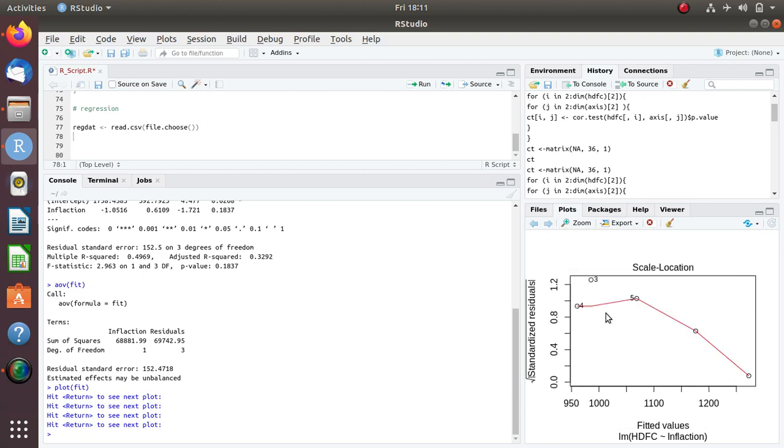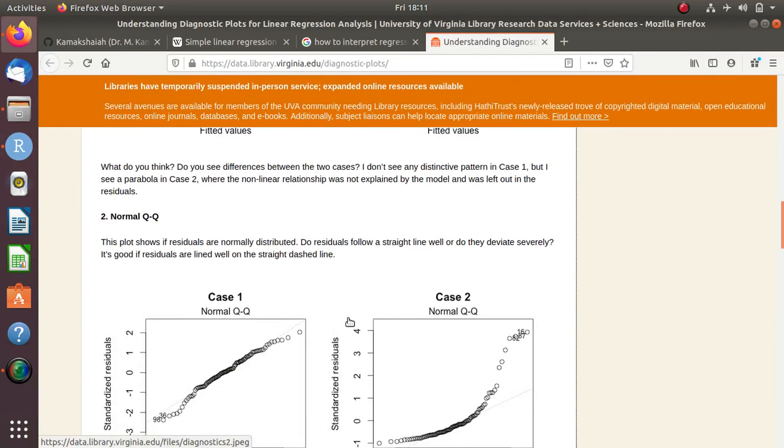And the third one is the scale location. You see here this plot. Okay, let me take you back to scale location.